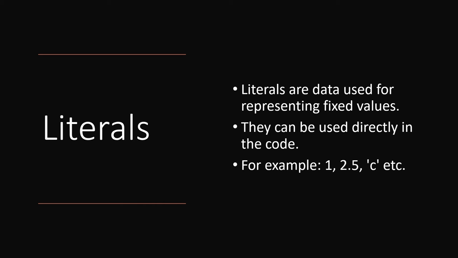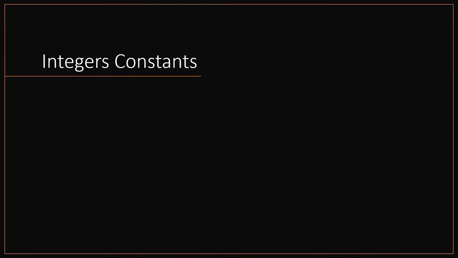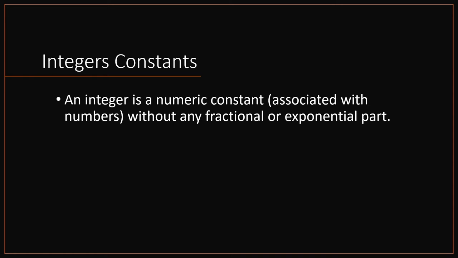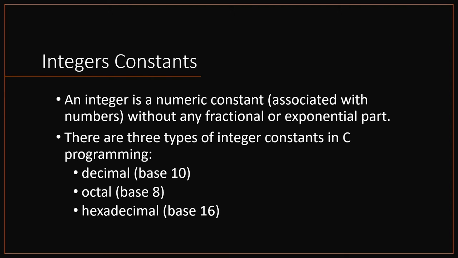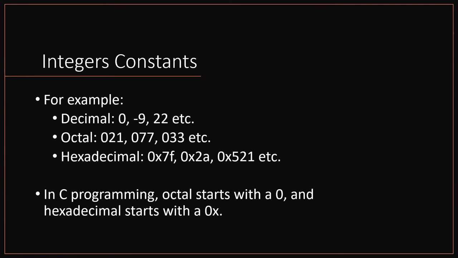Let's talk about a few types of constants in C. First, integer constants. An integer is a numeric constant without any fractional or exponential part. There are three types of integer constants in C programming: decimal, which has base 10, octal, which has base 8, and hexadecimal, which is of base 16. For example, decimal: 0, -9, 22, etc. Octal: 021, 077, 033, etc. Hexadecimal: 0x7f, 0x2a, 0x521, etc. In C programming, octal starts with a 0, and hexadecimal starts with 0x.